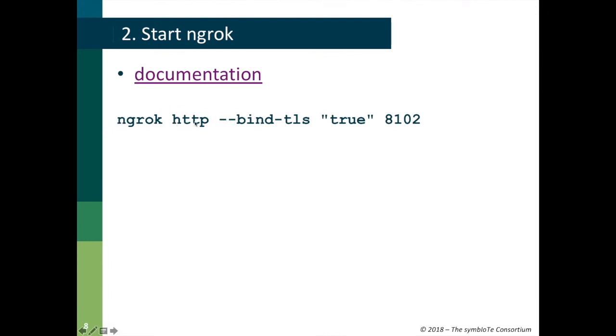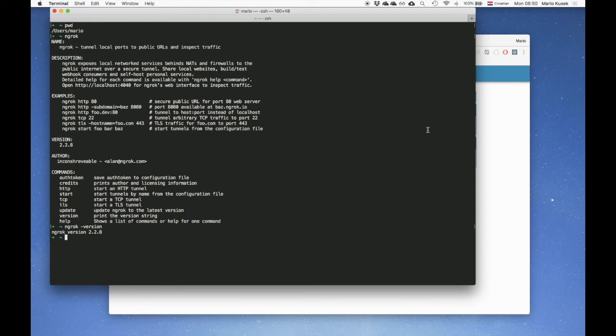Okay, so when the tool is ready, then you need to run the following command: ngrok http, which means that we will use HTTP protocol, and so our endpoint will be pure HTTP, so we don't need certificate on our local computer. We will bind that to TLS, which means that we will have HTTPS on the other side in the ngrok service, and a local service. So this tunnel will redirect all the traffic to the port 8102. So this is something that I will create now.